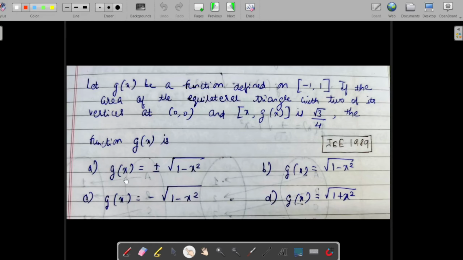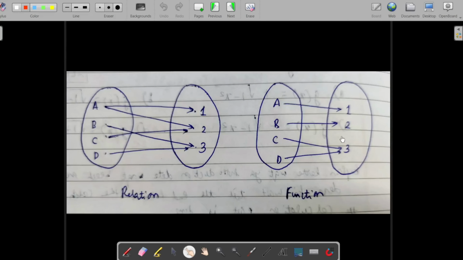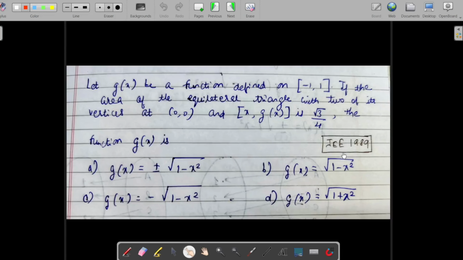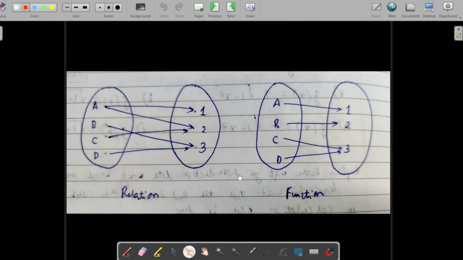See this option, when you put g of x is equal to plus minus under root 1 minus x square. A function has a set which is basically all values of x, and another set which will be all values of the function. So in this case, this is x and this is g of x. Here, if you take g of x is equal to plus minus under root of 1 minus x square, whenever you put one value of x, let's say you put 0, then you get the answer as plus minus 1.